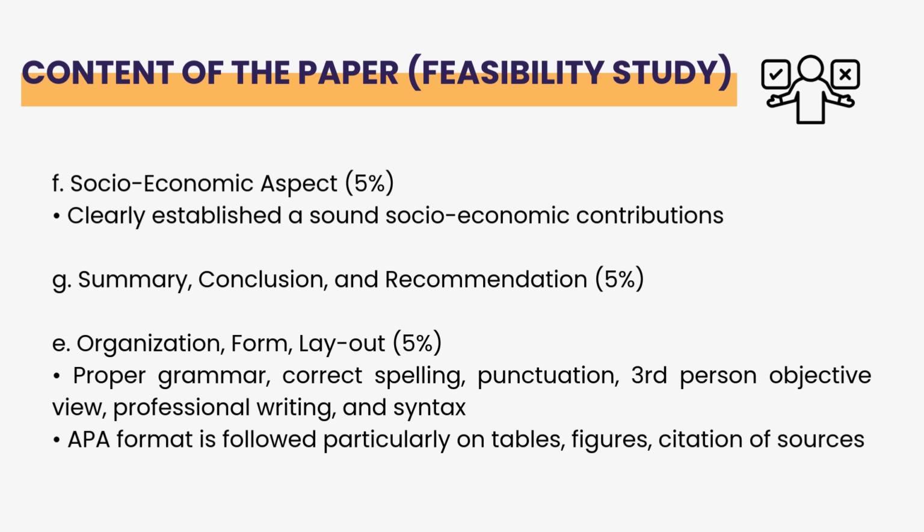Socioeconomic aspect, 5%. Clearly established sound socioeconomic contributions. Summary, conclusion, and recommendation, 5%. Organization, form, layout, proper grammar, correct spelling, punctuation, third-person objective review, professional writing, and syntax. APA format is followed, particularly on tables, figures, citation of source.